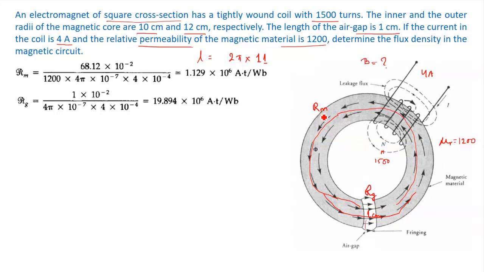If I want to find the Rm, then I need to find the length of the material around the circumference of this circle, right? So that I can find 2 pi into 11 minus 1. 1 centimeter is your air gap. So 2 pi 11 minus 1 will give me around 68.12 centimeter. Okay, that is what I'm substituting here to find the reluctance of the material.